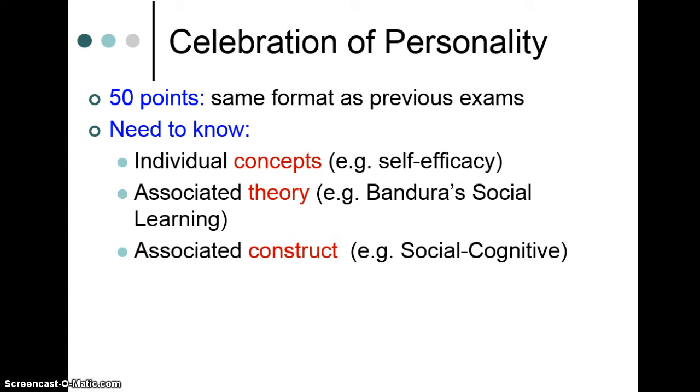Beyond just knowing the concepts, you need to know the associated theory for the concept. So for instance, keeping with self-efficacy, you need to know that that comes from Bandura's theory of social learning, who says that we have an influence, we have a say in how our personality turns out. And then finally, that Bandura is part of the construct of social cognition. And so you could start at the other end and say, okay, what's the social cognitive construct? Who are the theorists that are underneath it, and then what are the concepts for each theorist? I don't care which way you go, but that way you're chunking it all together.